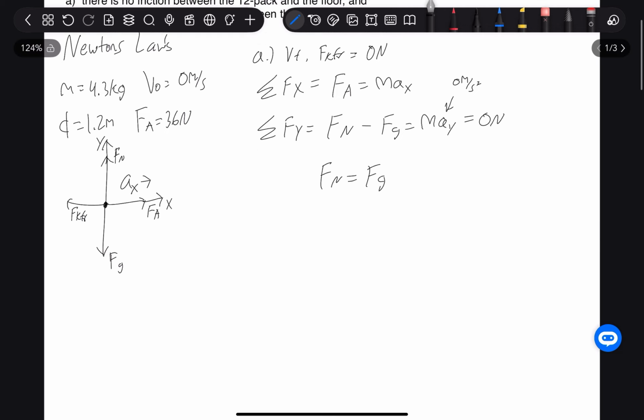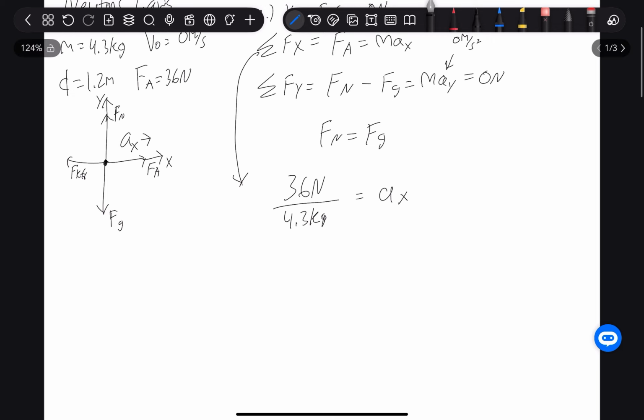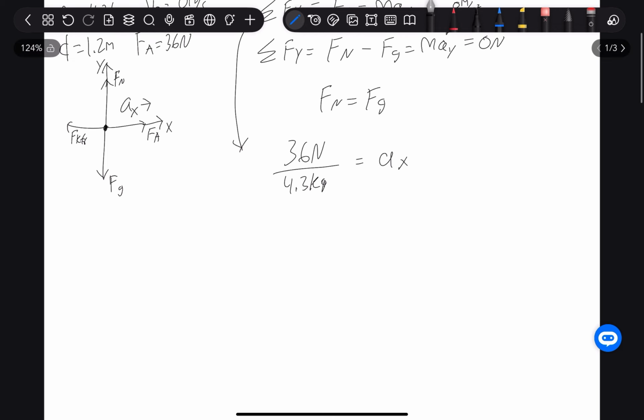I want to go back to the net force in the x direction, because we know that this is 36 newtons divided by 4.3 kilograms equals the acceleration in the x direction, right? Just plugging in the values there. And that's going to be important information to find the final velocity, so I'll plug it into my calculator. Get 8.37 meters per second squared.